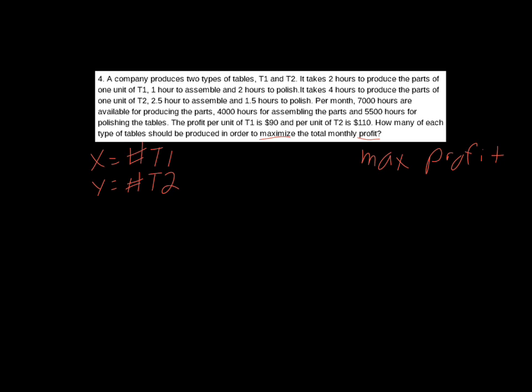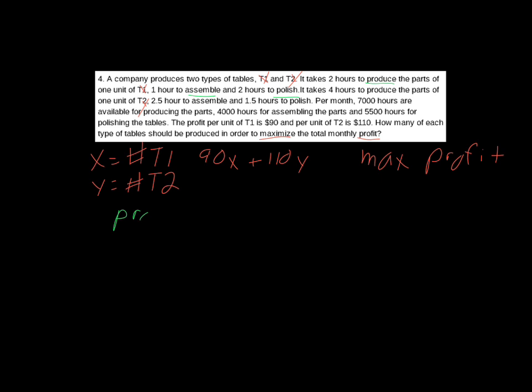So the profit per unit of T1 is $90, and there are X of them. The profit per unit of T2 is $110, and there are Y of them. So that is the function that we are going to be maximizing. This also gives us our variables. Wherever we see T1, we put an X. Wherever we see T2, we put a Y. If we look at the question, there are three different parts to this. There's production, there is assembly, and there is polishing. That's going to give us three constraints.